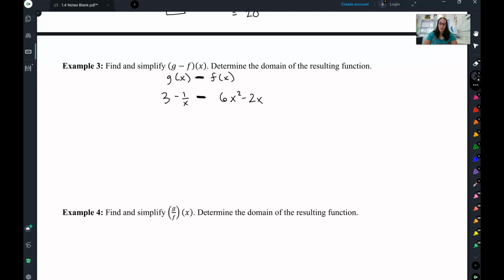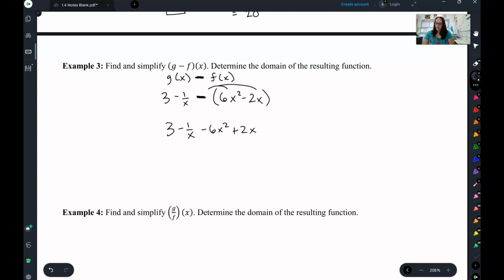Now, be careful right here. Anytime you subtract, you should put parentheses so that you remember to distribute the negative. Otherwise, you'll probably forget to distribute that negative. That's a very common mistake that I see here. So I have the g of x equation minus the f of x equation. Now I can just simplify. 3 minus 1 over x minus 6x squared plus 2x. There we go.